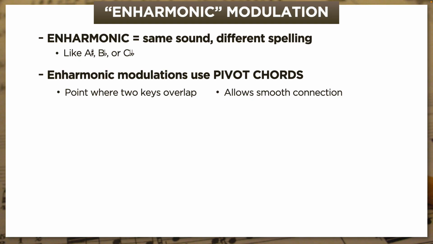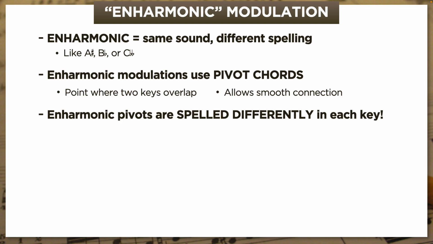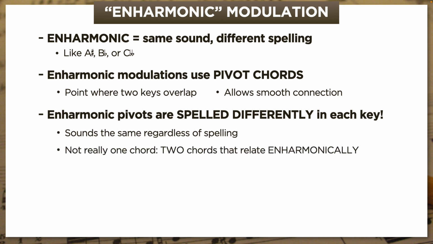The difference, and this is a big difference, is that an enharmonic pivot chord is spelled differently in each of the two keys it connects, but sounds the same regardless. In other words, the pivot chord isn't really one chord at all. It's two chords that relate enharmonically. It's two chords that sound the same.